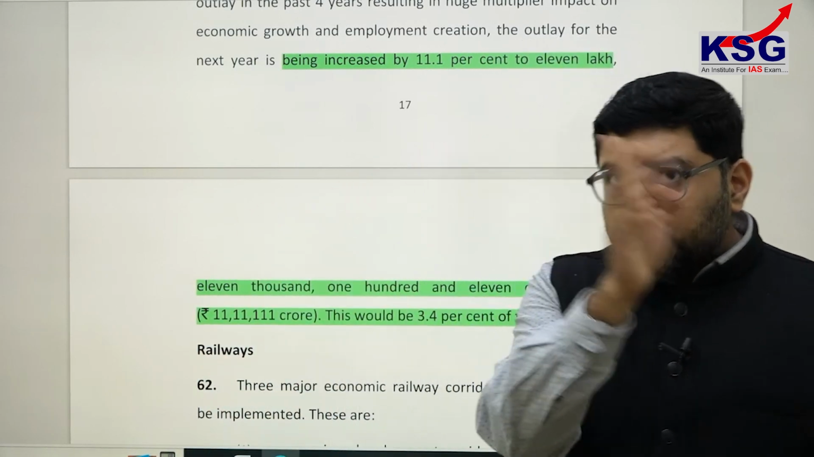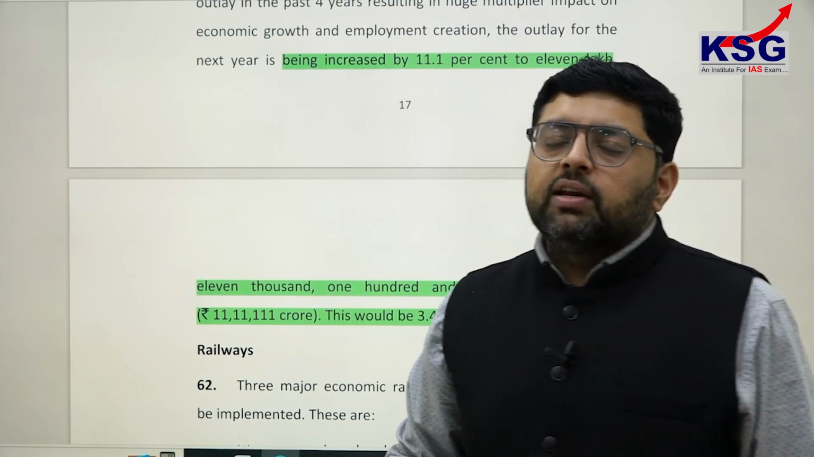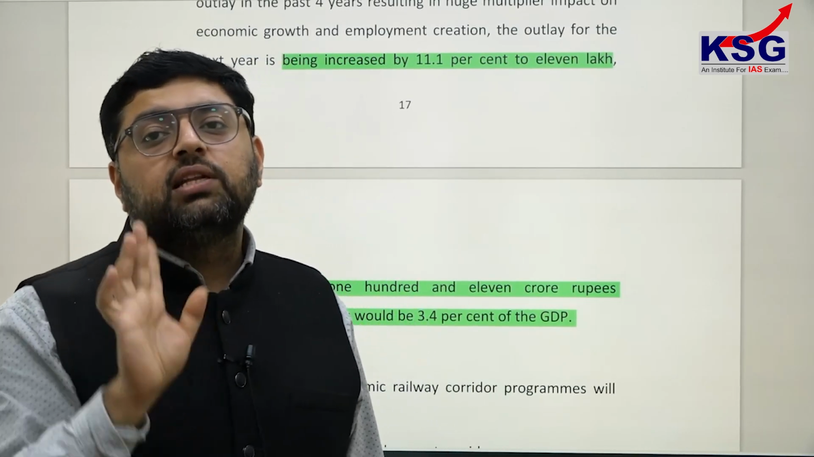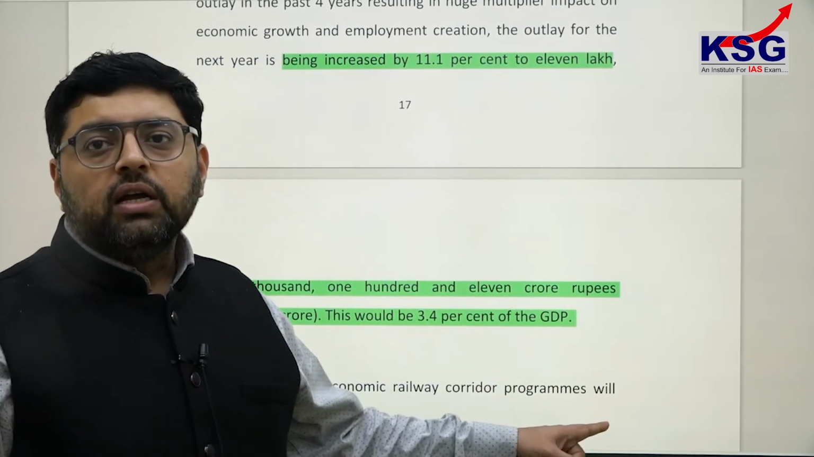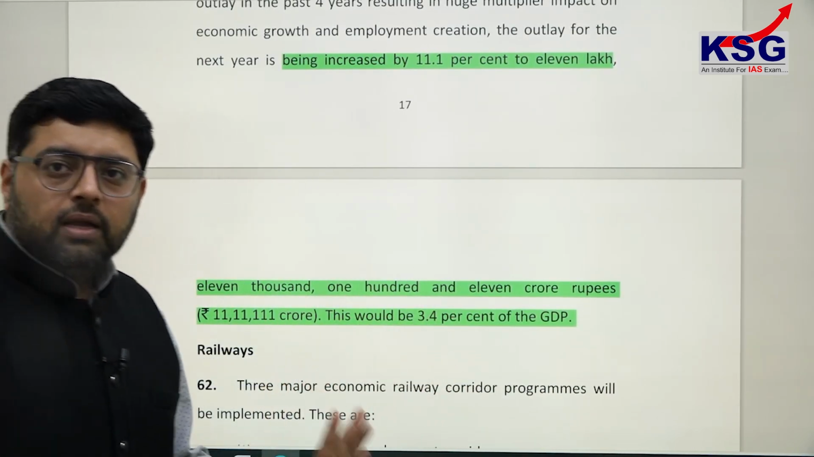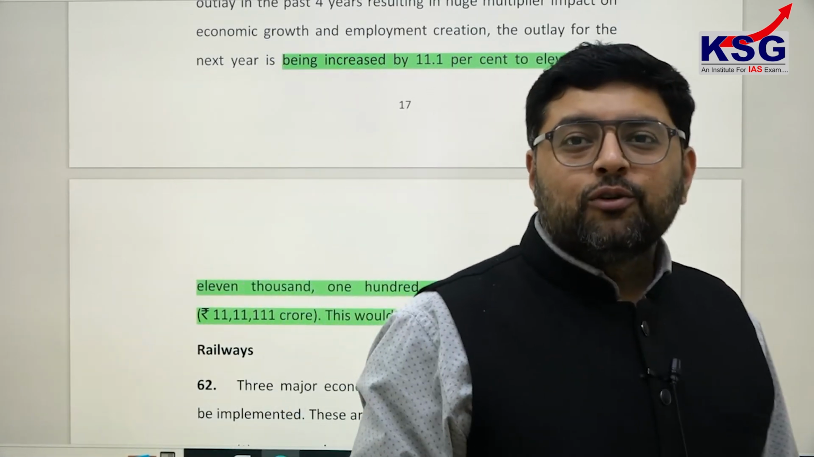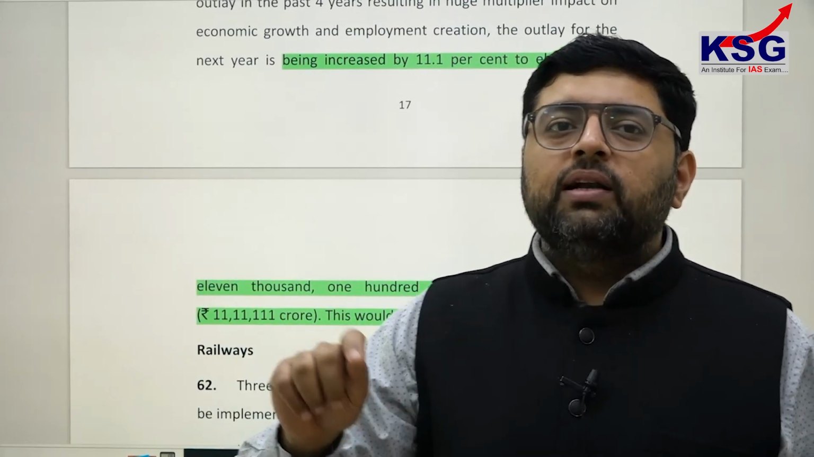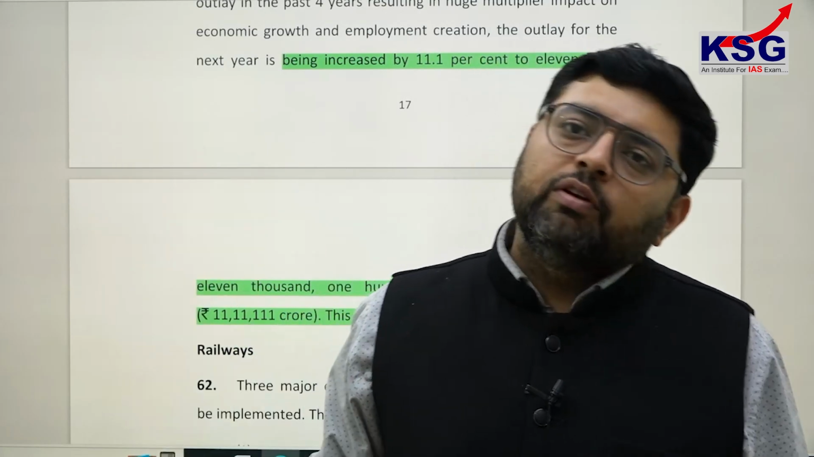If you see the previous budgets, our capital expenditure never reached 3% of GDP. It was normally less than 3% of GDP. So in budget 2023, the first time we breached this target of 3% of GDP, and this time also our target is more than 3% of GDP. So if the examiner confuses you, saying that for the first time or for the last 5 years the capital expenditure is more than 3% of GDP, and if you don't know this information, your answer will be wrong.